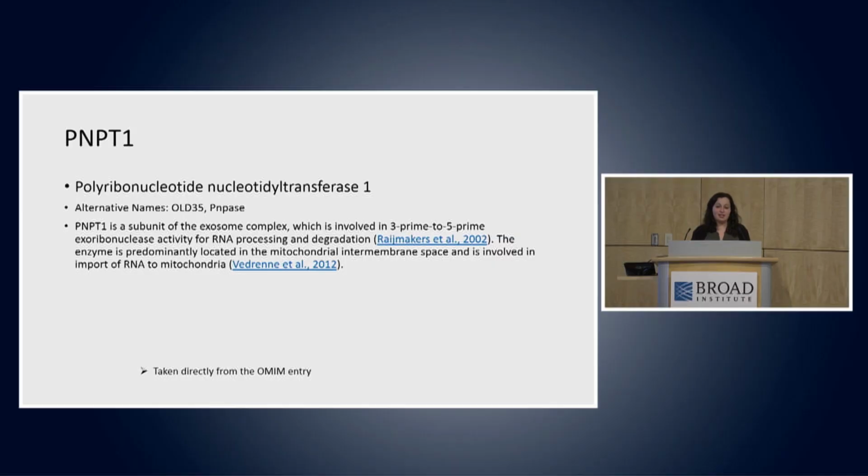So as I mentioned, we like to get an overall sense of the gene and the disease area before we start a curation. So PNPT1 is a polyribonucleotide nucleotidyl transferase. It has two alternative names, and it's a subunit of the exosome complex. This is really just taken directly from the OMIM entry.